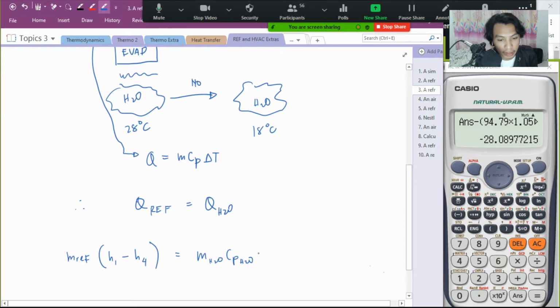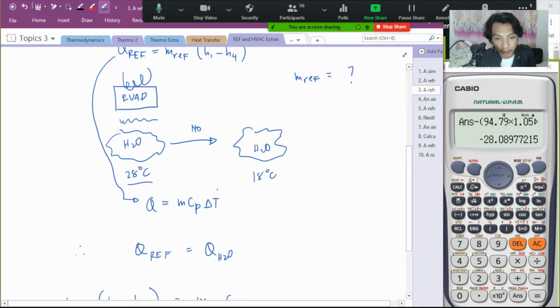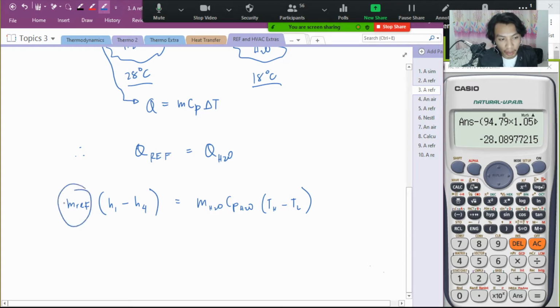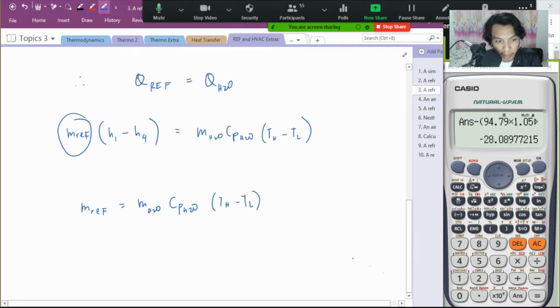tapos, ano bang meron dyan? Yung temperature na to, temperature high minus temperature low. Now, ang hinahanap natin is mref. Mref is equal to MH2O multiplied to Cp ng H2O tapos TH minus T low divided by H1 minus H4. Now, we can solve for mref. Okay, equal natin ang buo.